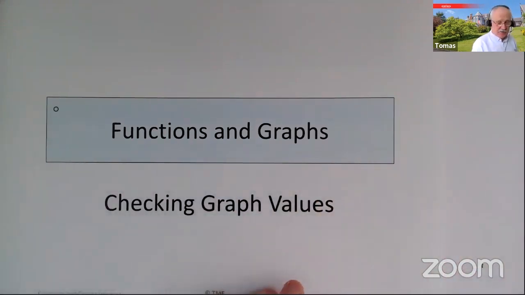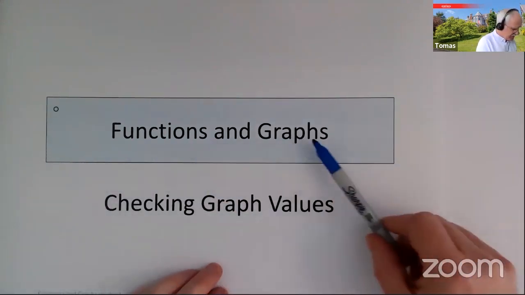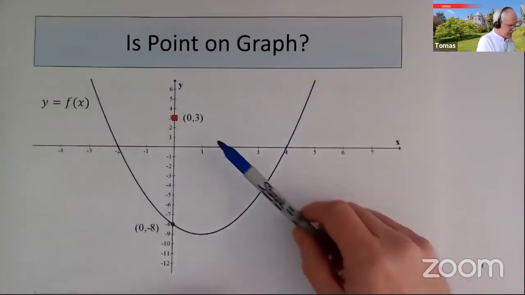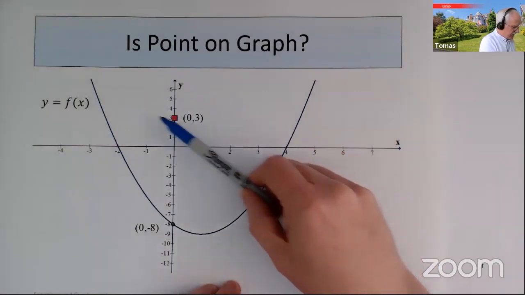This one here is a slight variation on that. It says functions and graphs, checking graph values. And basically it says, is this point here, (0, 3), on the graph?